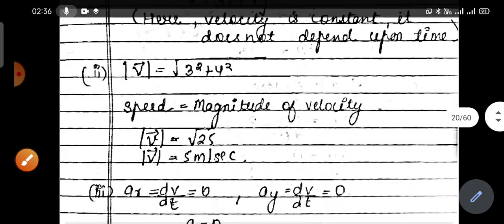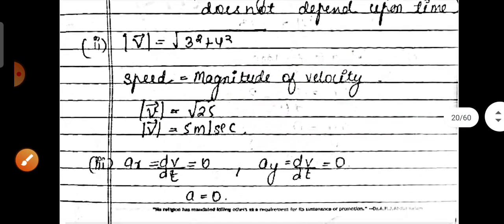So in this way you have to solve these equations.